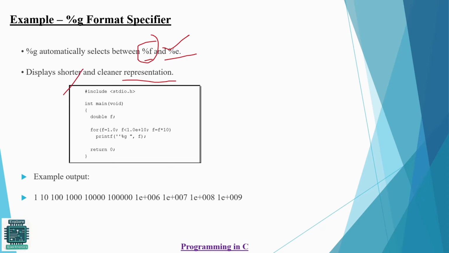Here is an example code. Here you can see the use of percentage g. What output will we get? We will get an output like this, and like this also. This is the output of this program. It is just an example program.